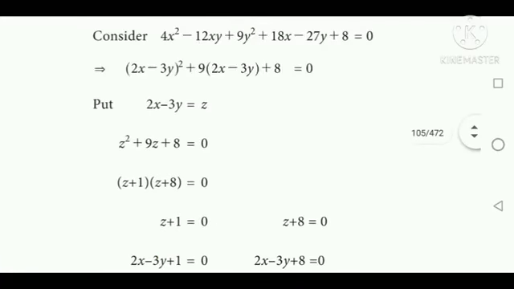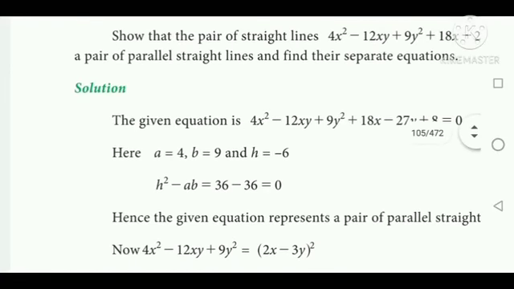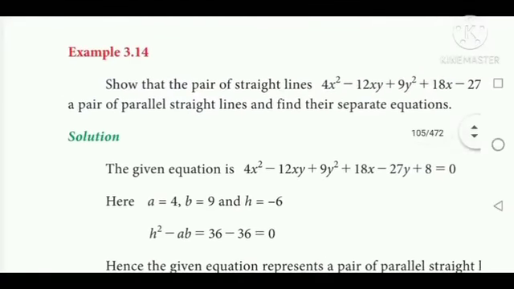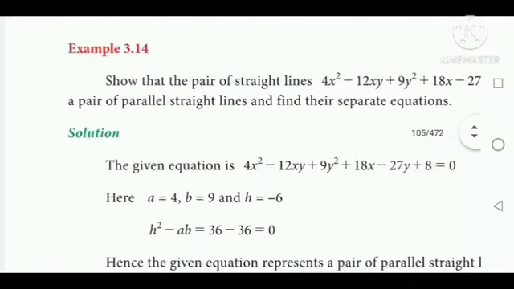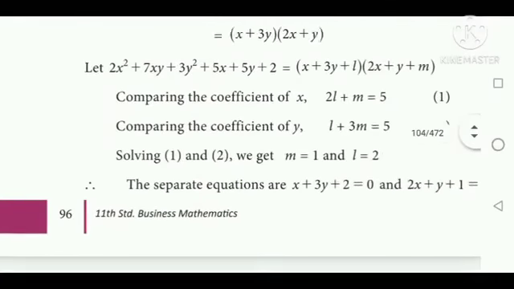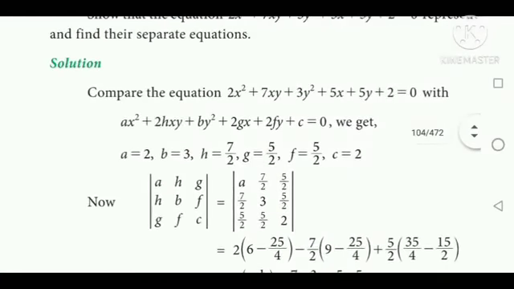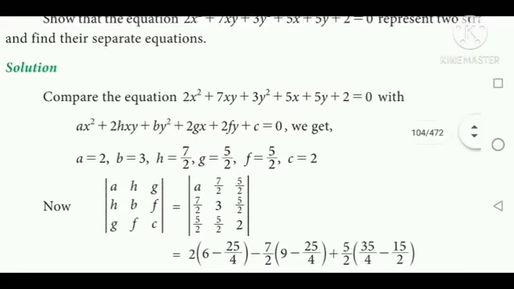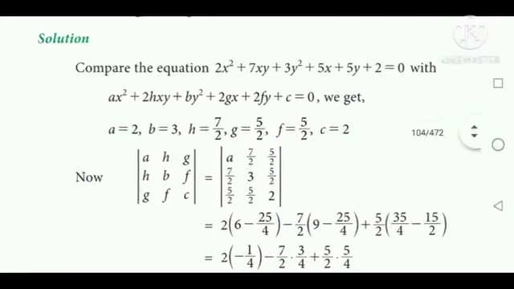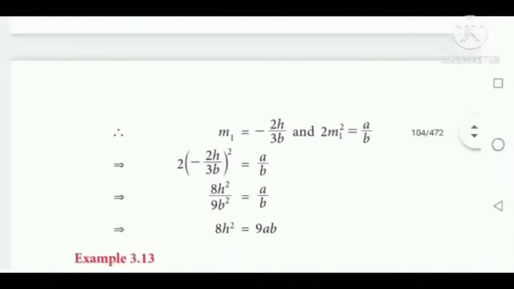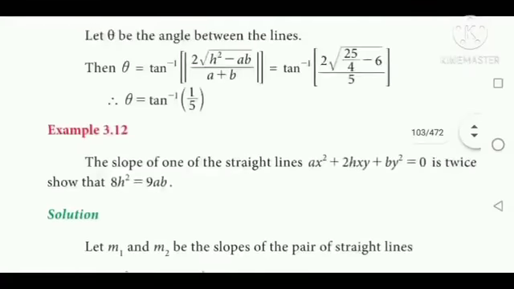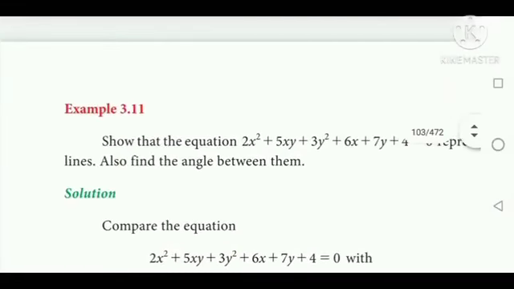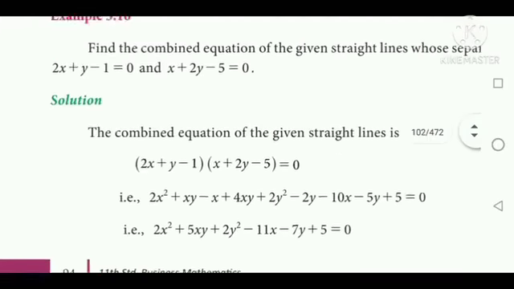Then the next one is the separate equation. So if the given equation represents a pair of straight lines, we have to prove that h square minus ab equal to 0. Then the next one is we show that the equation represents two straight lines and find their separate equations. So apply the matrix form and find the value. Okay. So this is the way you have to find the angle between the straight lines by applying the formula.